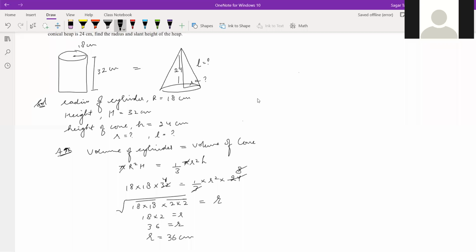Now we can calculate l. Calculating l, l is equal to under root h square plus r square. h is 24 and r is 36. 24 square is 576 and 36 square is 1296.